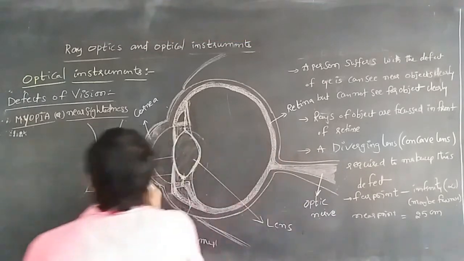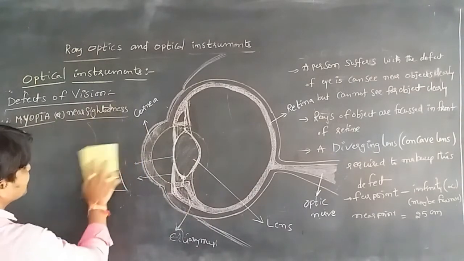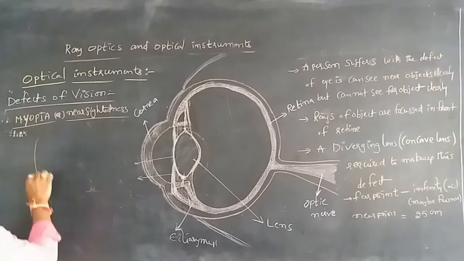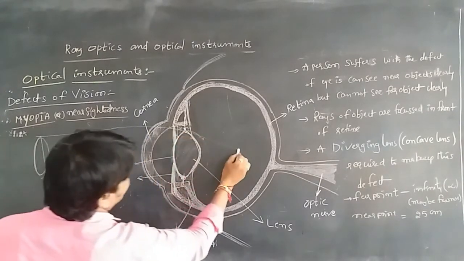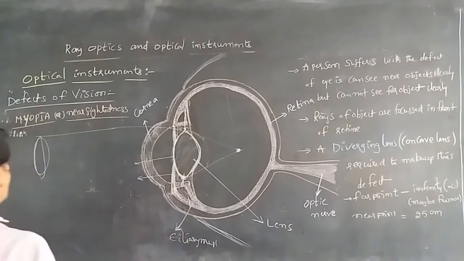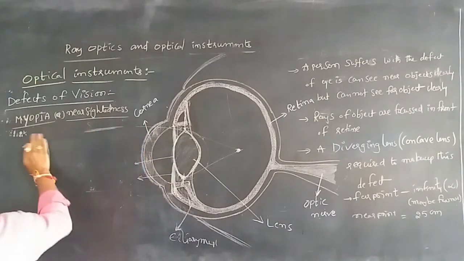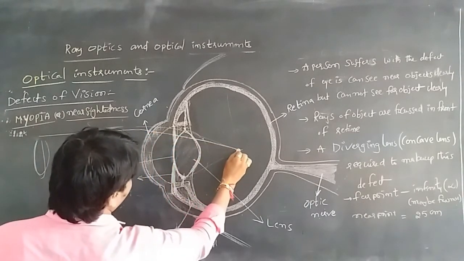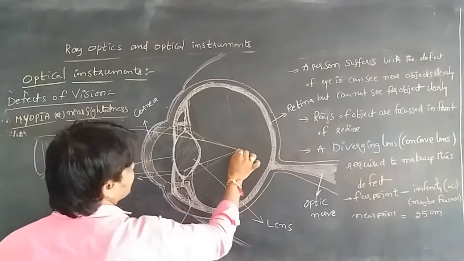So, whenever the rays of an object in front of the eye are formed, if the object is placed at some position, then the rays are formed in front of the retina. If the rays are formed in front of the retina, they cannot reach the retina directly. That's why the image forms in front of the retina.